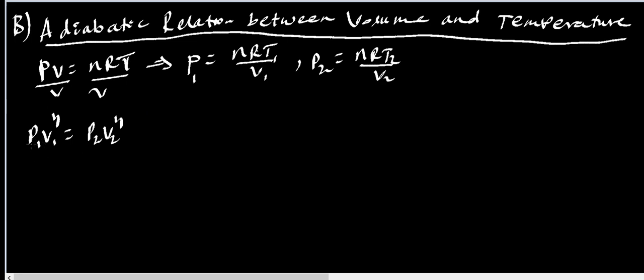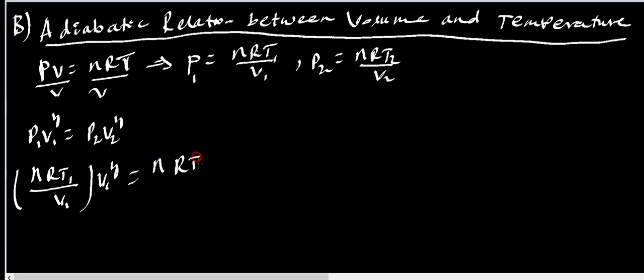Now let's substitute for P1 and P2: nRT1 over V1 times V1 to the gamma is equal to nRT2 over V2 times V2 to the power of gamma.